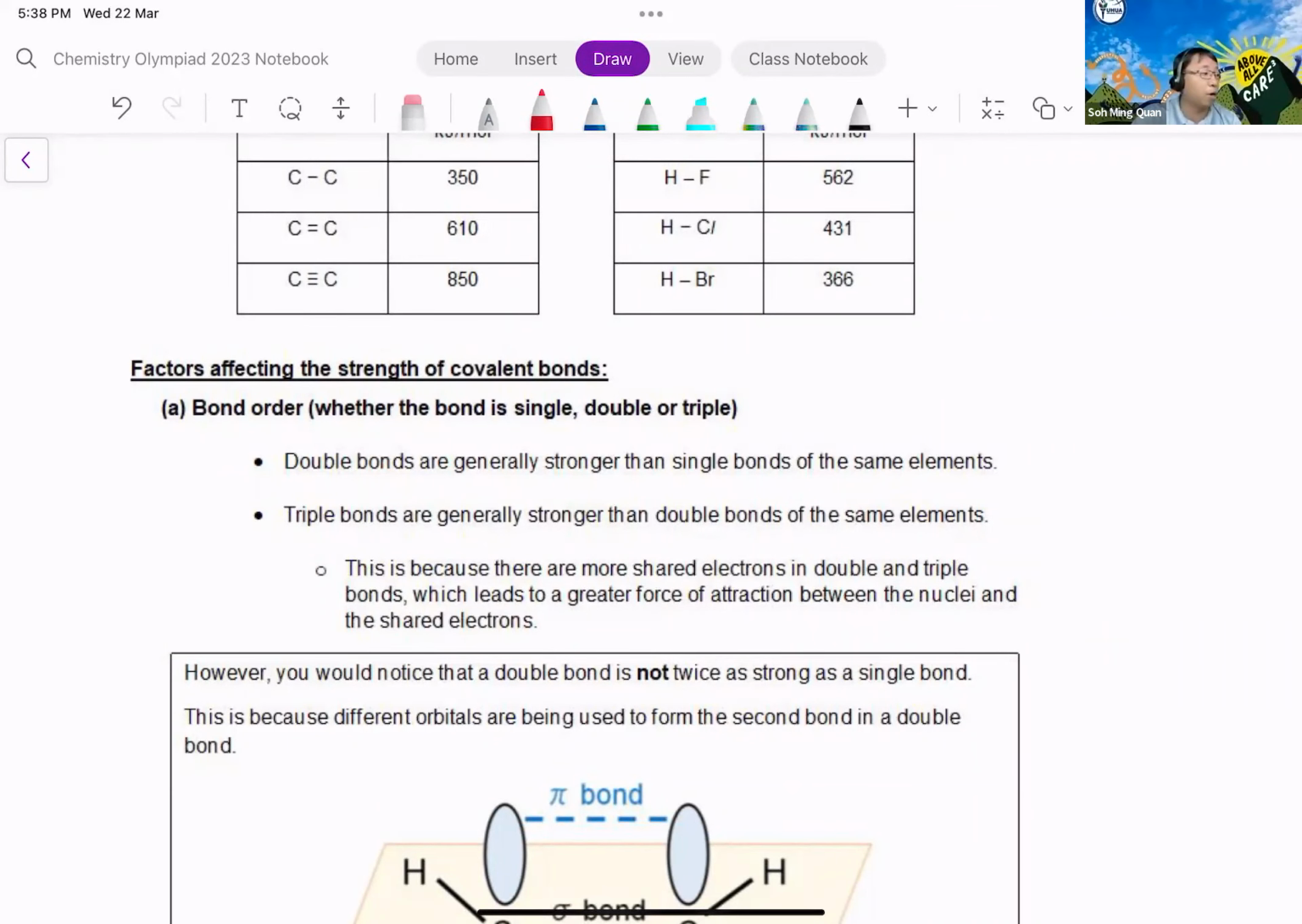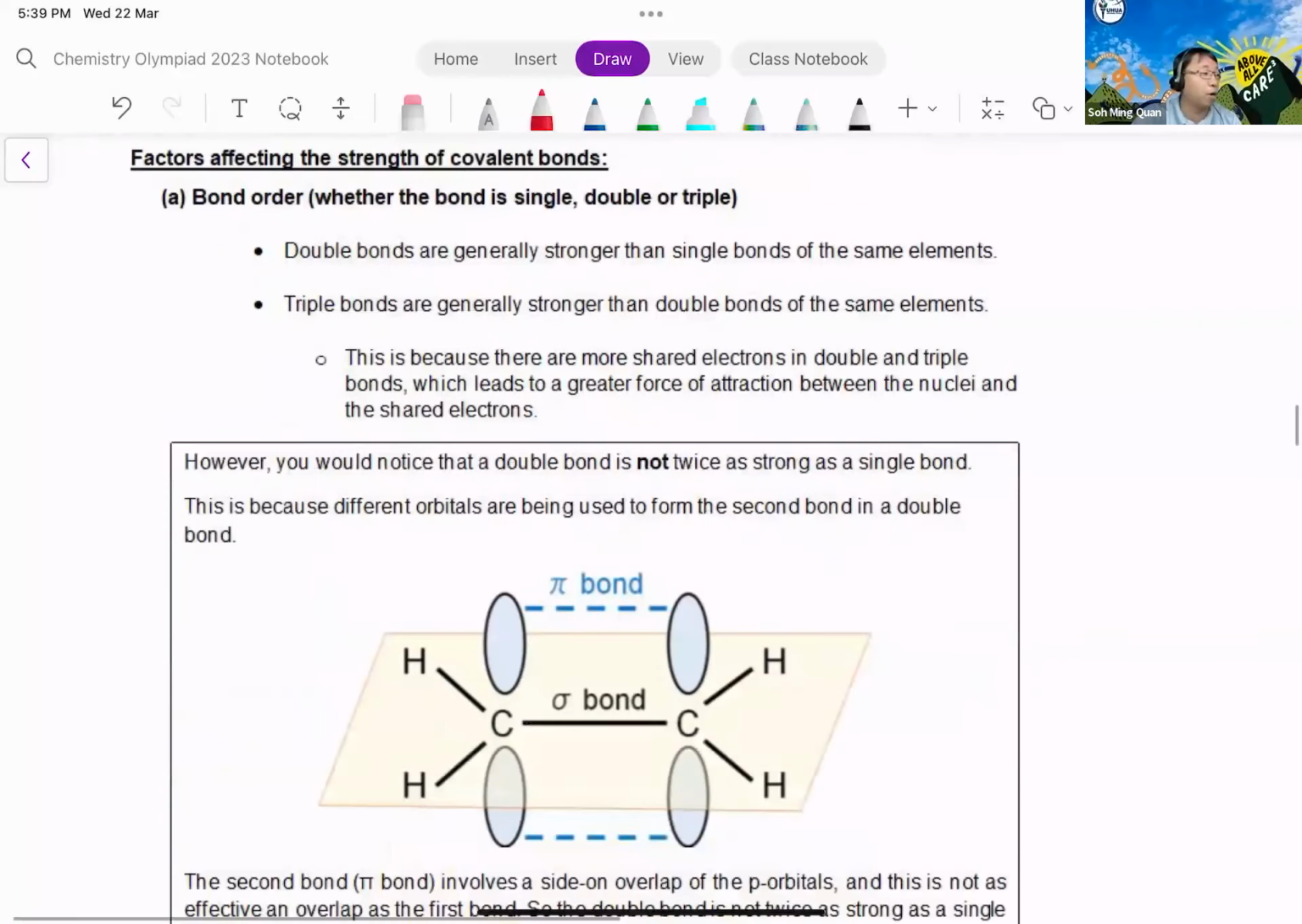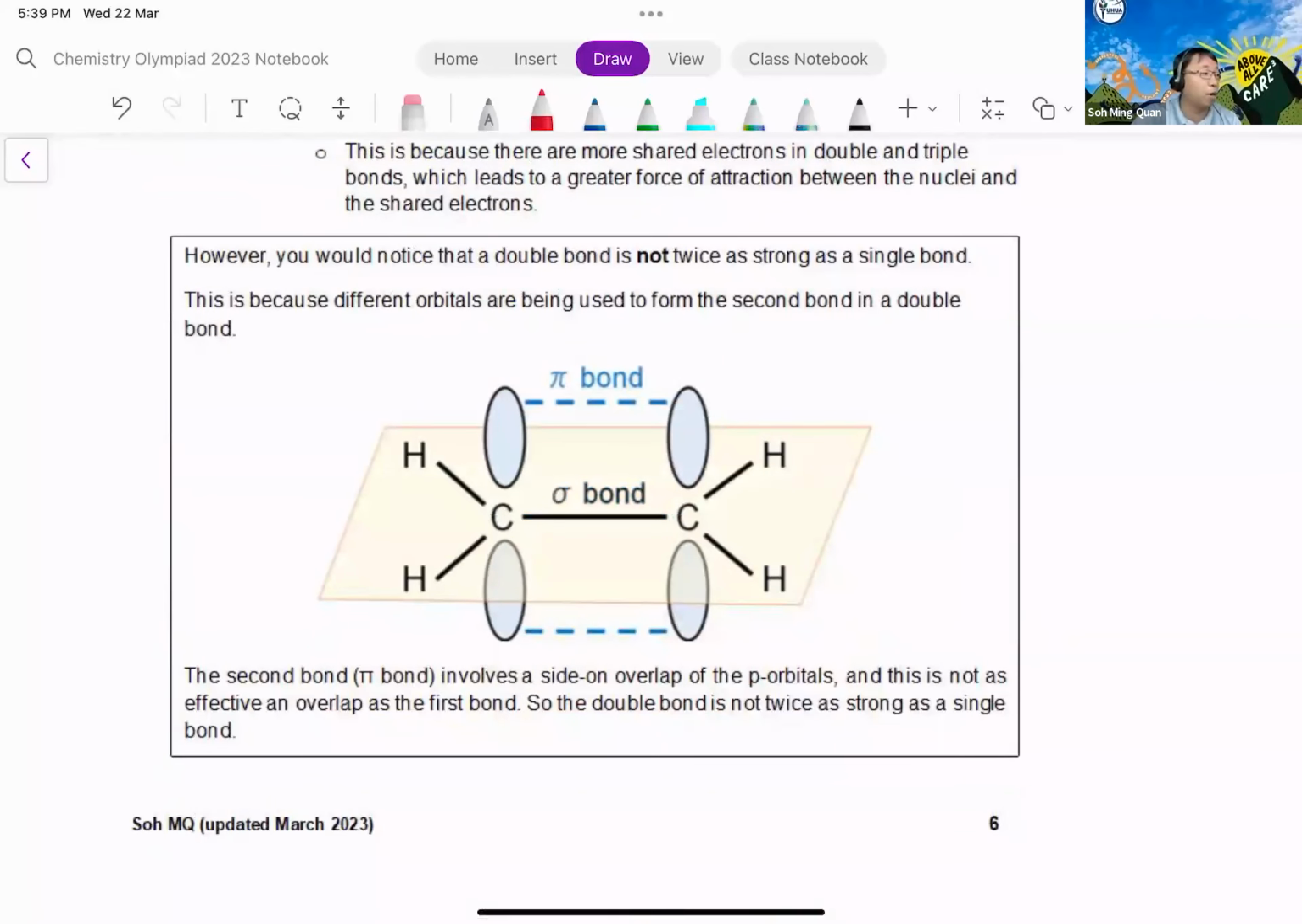Double bonds have two lines. That means they have two pairs of shared electrons. Triple bonds have three pairs of shared electrons. Double bonds are generally stronger than single bonds. Triple bonds are generally stronger than double bonds, of course, because the higher the bond order, the more shared electrons you have. However, you would quite clearly notice a double bond is not twice as strong as a single bond.